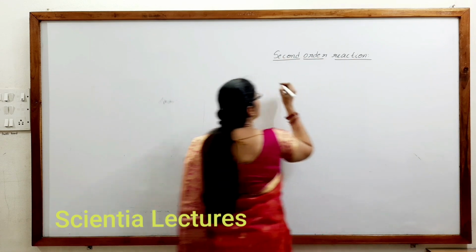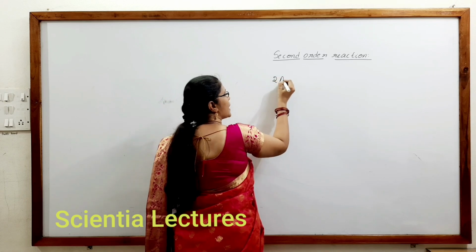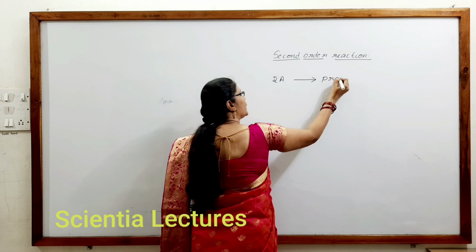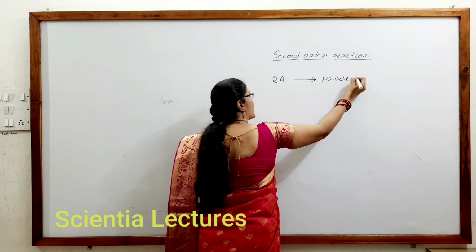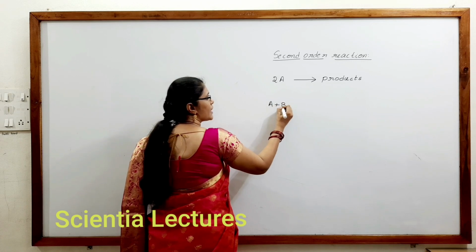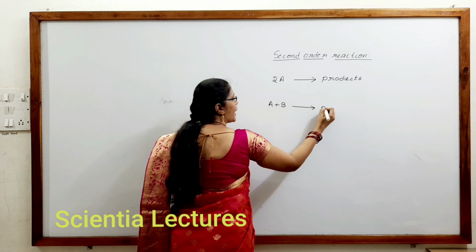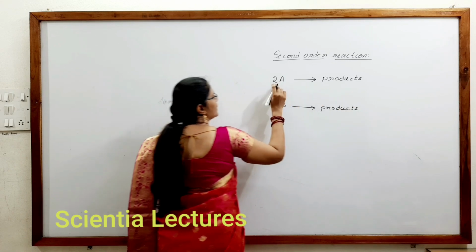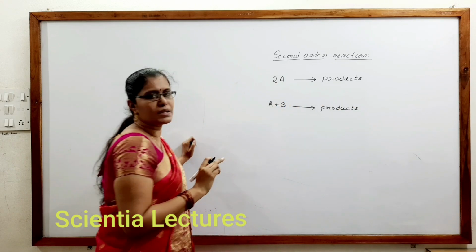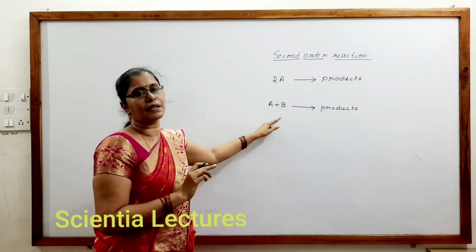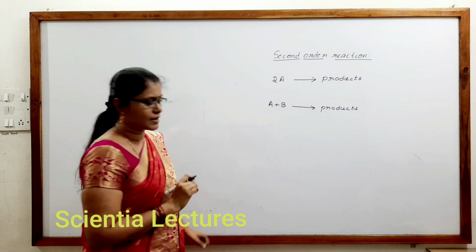One is 2A gives rise to products. This is also considered to be a second order reaction. Another is A plus B gives rise to products, when the initial concentrations are different. Here it would have the same initial concentration. A plus B gives rise to products means it would be started with different initial concentrations.